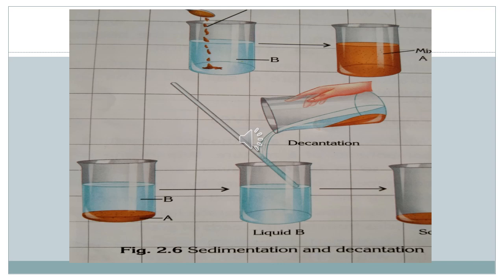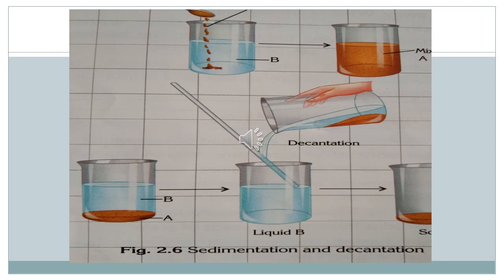Without disturbances, after some time, we can get the insoluble solids settled down. Then the liquid component is decanted, that is, allowing it to settle and pouring it off. So that is the sedimentation and decantation method.